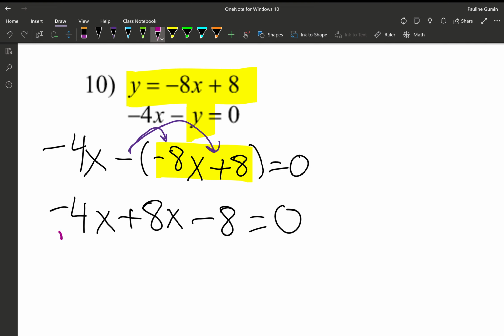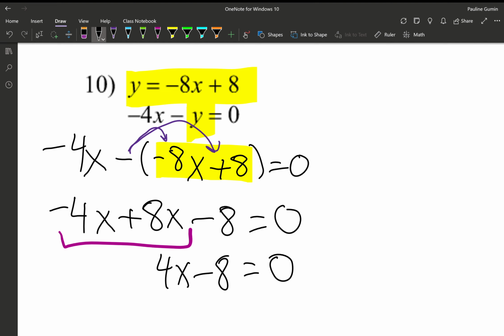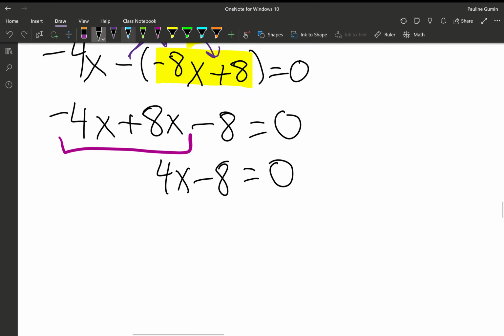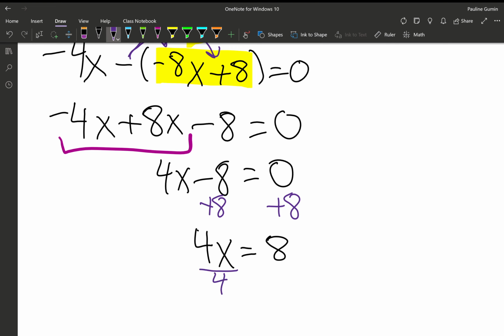Let's combine these like terms. Negative 4x plus 8x is positive 4x. Minus 8 equals 0. Add 8 to both sides. 4x equals 8. And then our famous last step, divide. X equals 2.